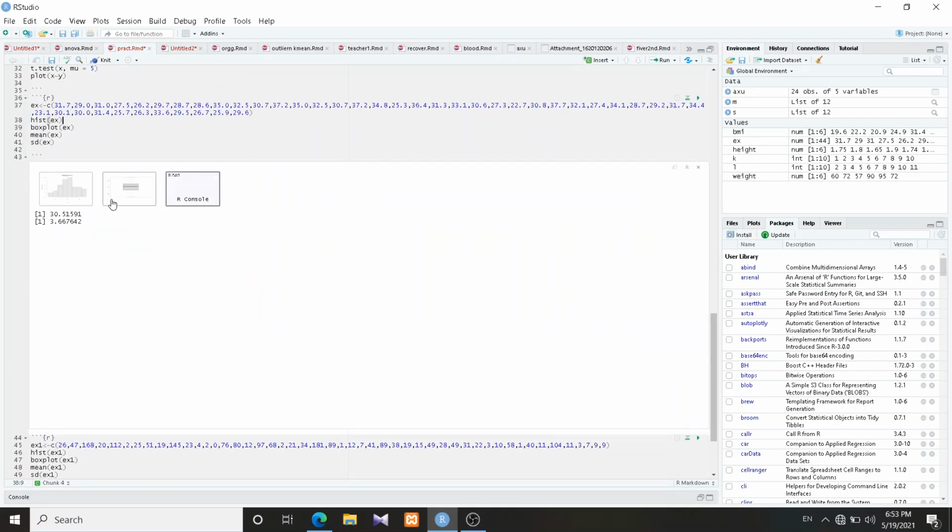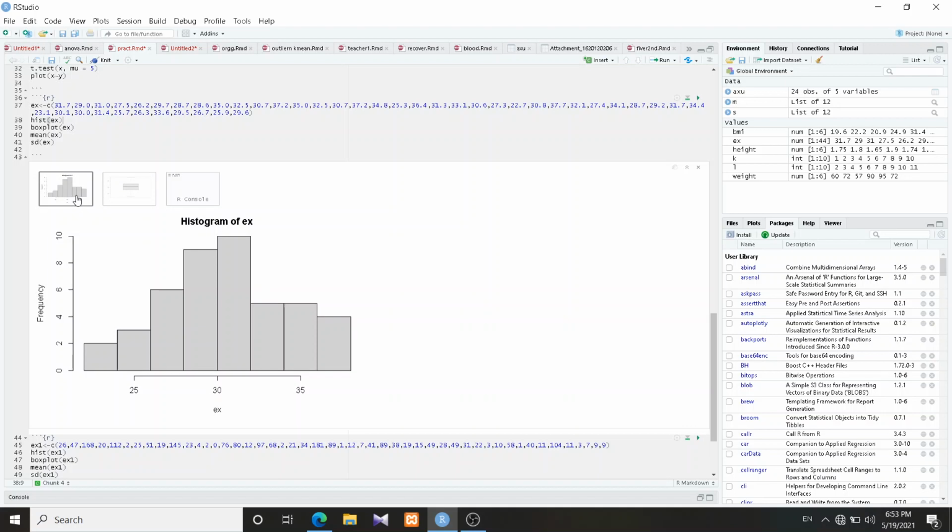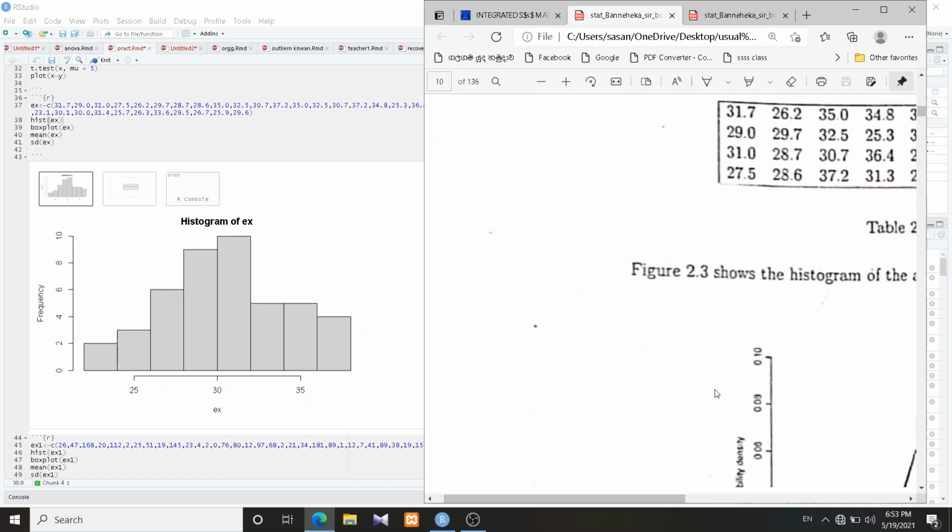And you can see here, this is pretty nice, easy to do. You also can check whether it works or not. If there is some issue, you can ask me here. Okay, this is the histogram. You can see that this is very much similar to the given one.